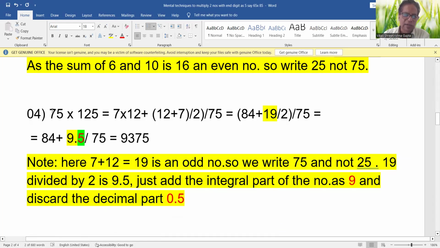Here again, both the numbers are ending at 5, and the difference between both the numbers is 50. Now I multiply first of all 7 into 12. 7 into 12 is equal to 84. Now I add 12 plus 7 and divide by 2. Now 12 plus 7 is an odd number, 19, ending at 9. It means when I divide by 2, I'll get a decimal part, and that is 9.5. The integral part is 9, decimal part is 0.5. I discard the decimal part. I simply add the integral part, the whole part, to 84, and I get the answer as 93.